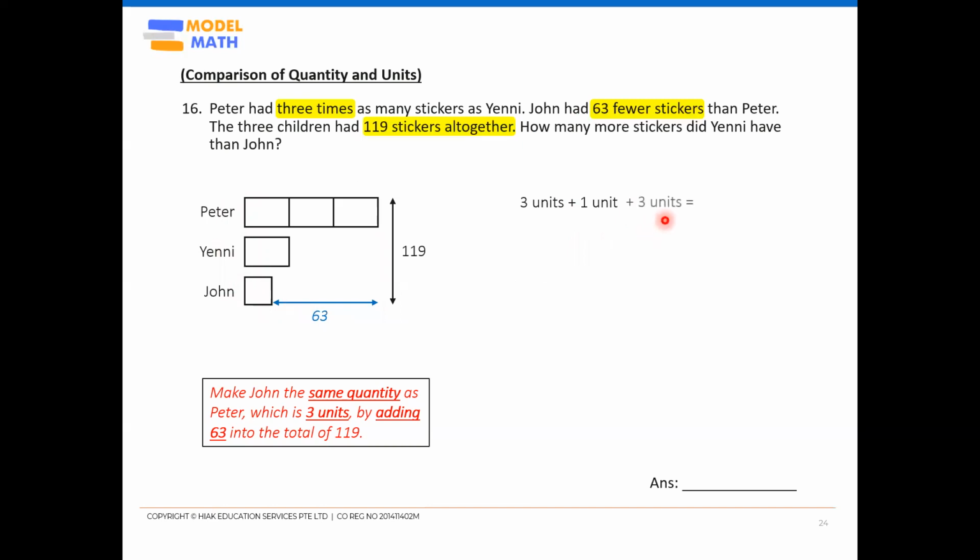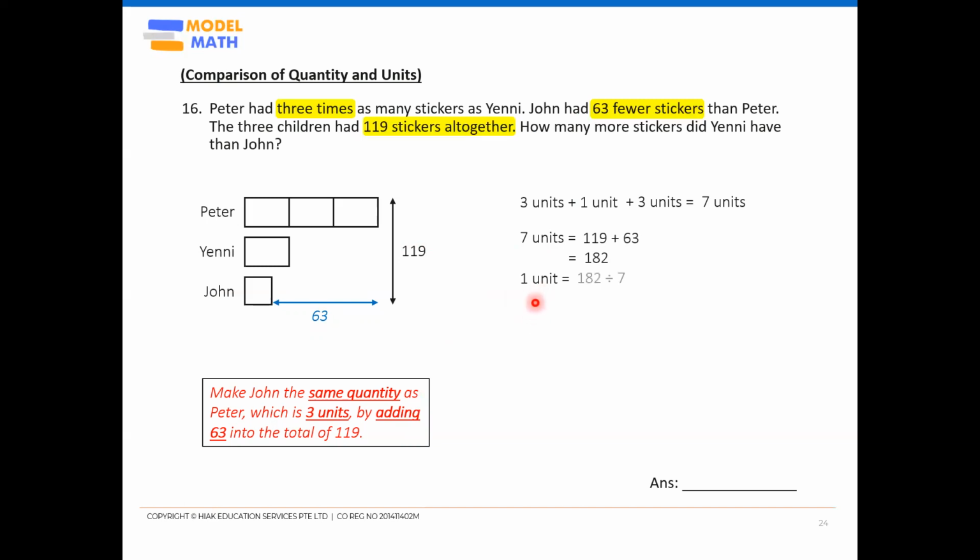So now I plus 3u, which is 7 units altogether. Of course, it's not really 7 units. I'm just pretending and treating it as 7 units so that I can work out the value of 1u later on. It's just for that purpose. And now what is the 7 units value? So 7 units, can I say, is it just 119? Obviously not, because now that I treat John as 3 units, this 63 has to go into the total here. So 7 units will be 119 plus 63.